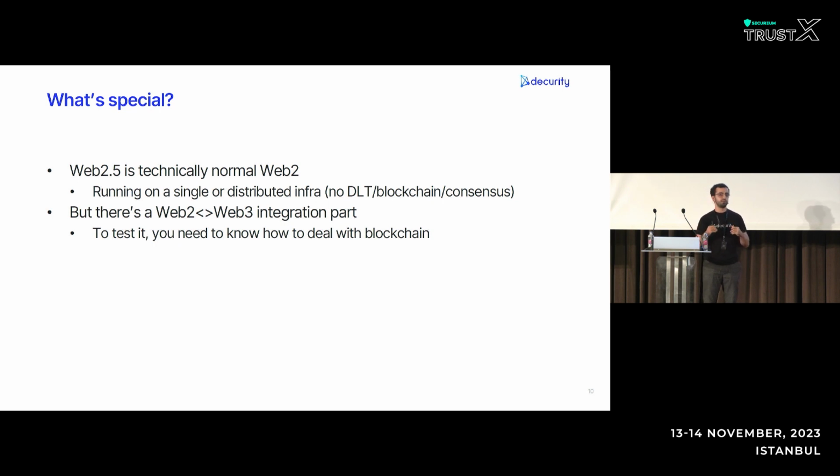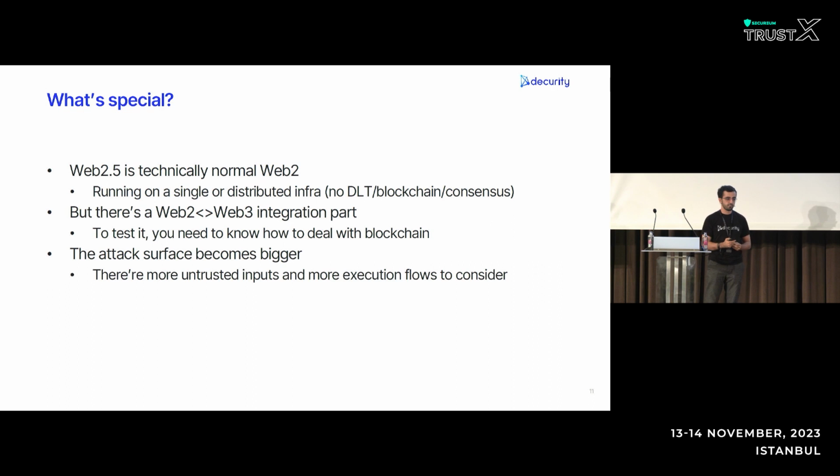You have to understand what kind of vulnerabilities exist in the web applications and client-side apps, and what kind of interactions and attacks you can do in the blockchain. So what this means is that the attack surface becomes much bigger and more diverse. You have to know more types of technologies to review the security of Web 2.5 systems.